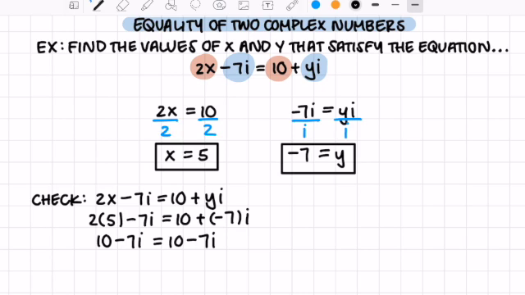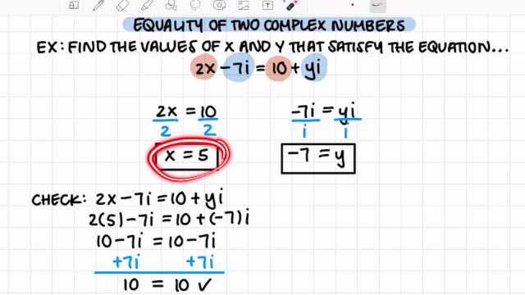Based off of this, you can tell that if I were to add 7i to both sides, that would get rid of my 7i's, and I would be left with 10 equaling 10. So we know that our solutions for x and y were correct because when we wrote down the statement and substituted the x and the y, we were able to get equal solutions.